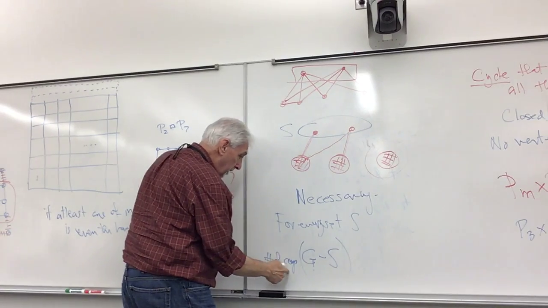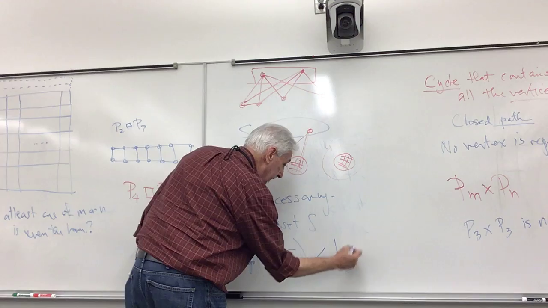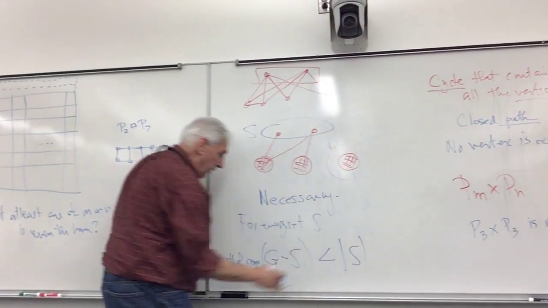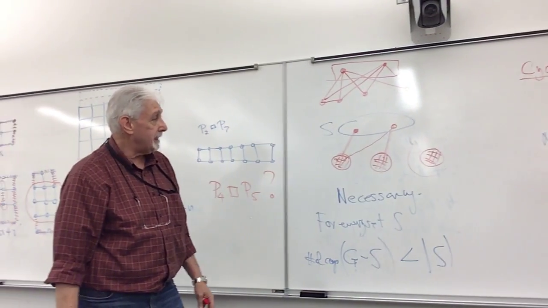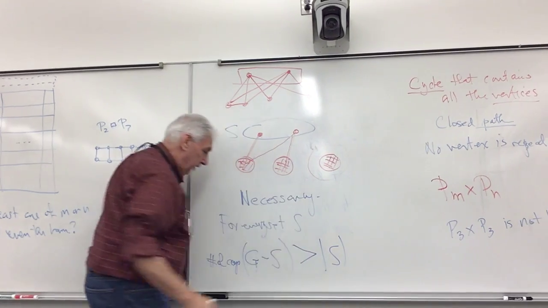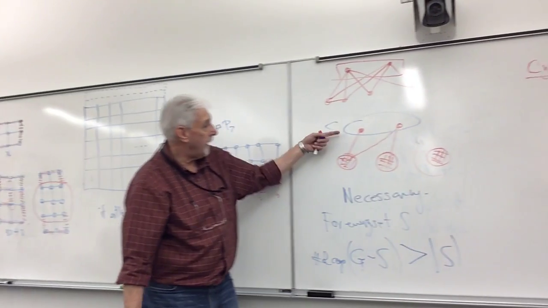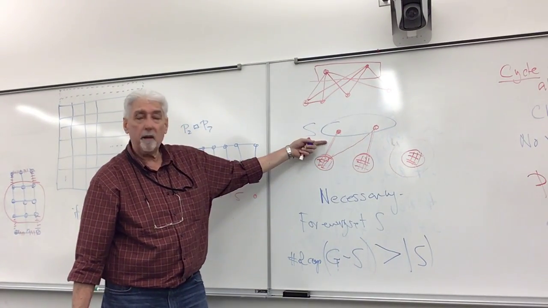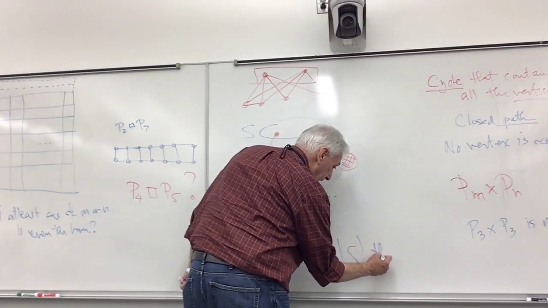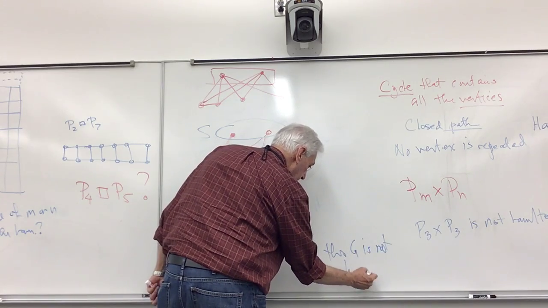So if the number of components is less than or equal to the order of S, sorry, let's make that clearer. If the number of components in G minus S is less than the order of S, no, that's not right. If the number of components in G minus S is greater than the number of elements in S, then G is not Hamiltonian.